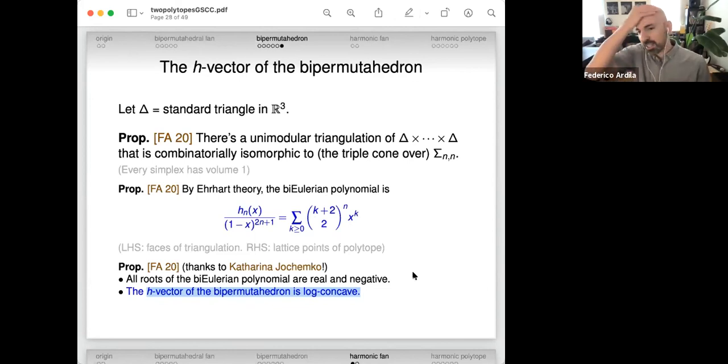And this is a little bit of what I was telling you, that sometimes when you want to prove that things are log concave, you need some unexpected connections, and this is one of those connections. Let's try to think of the roots of a combinatorial polynomial. So that's that.